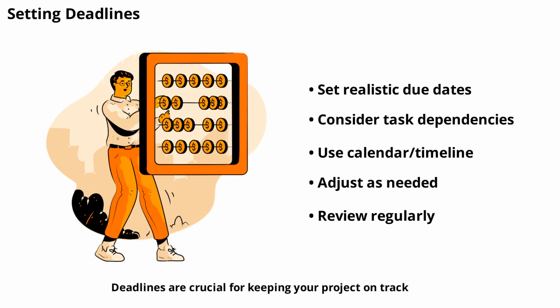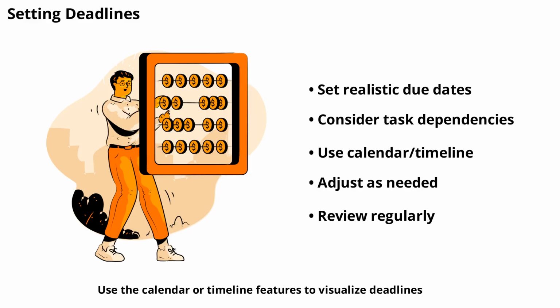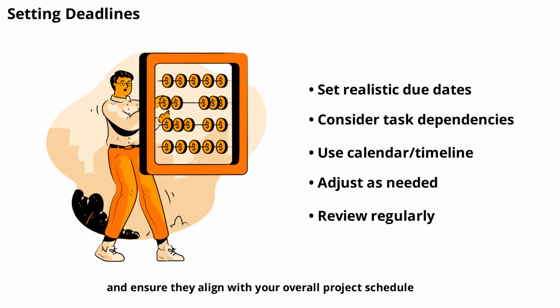Deadlines are crucial for keeping your project on track. In your scheduling software, set realistic due dates for each task. Consider dependencies. Some tasks can't start until others are finished. Use the calendar or timeline features to visualize deadlines and ensure they align with your overall project schedule. Adjust dates as needed to accommodate changes or delays. Regularly review deadlines to stay proactive and avoid last-minute rushes. Clear deadlines help motivate the team and drive progress.